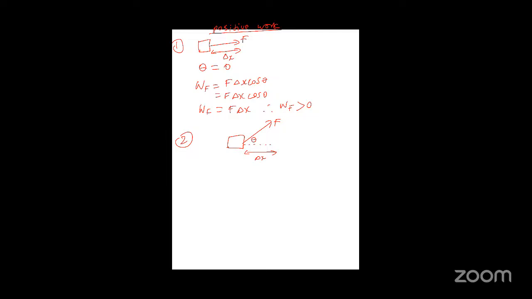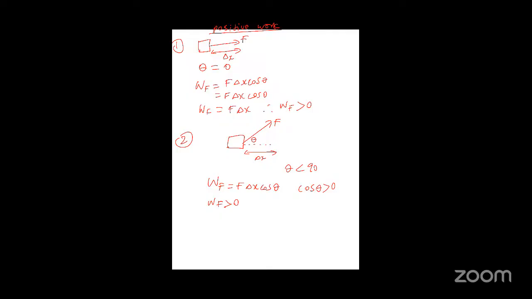This theta here is an acute angle. Our theta is less than 90. Therefore, work done by F is F change in X cos theta, with theta less than 90. So cos of theta will be greater than 0 in this case if our theta is less than 90, which will result in this being greater than 0. That is positive work.